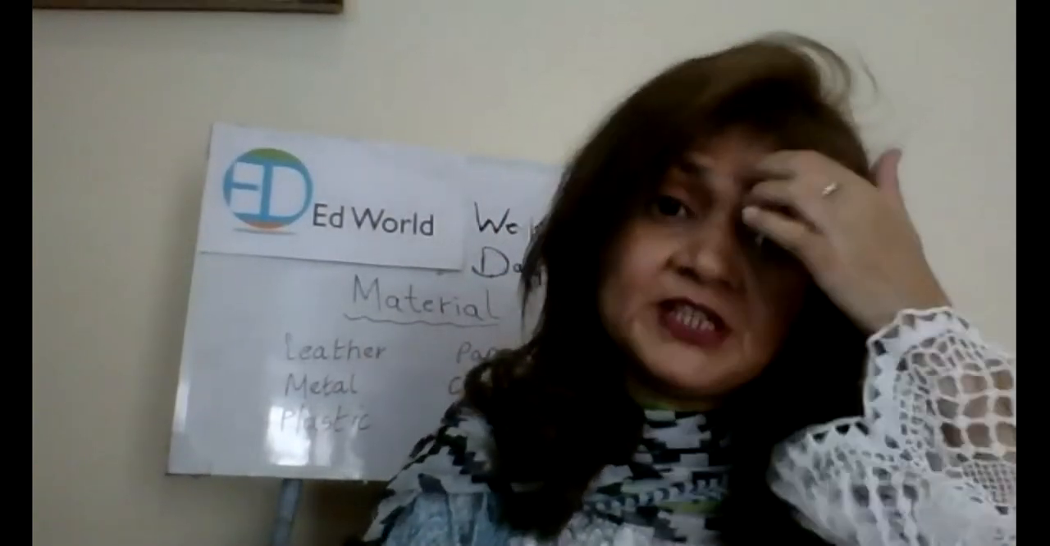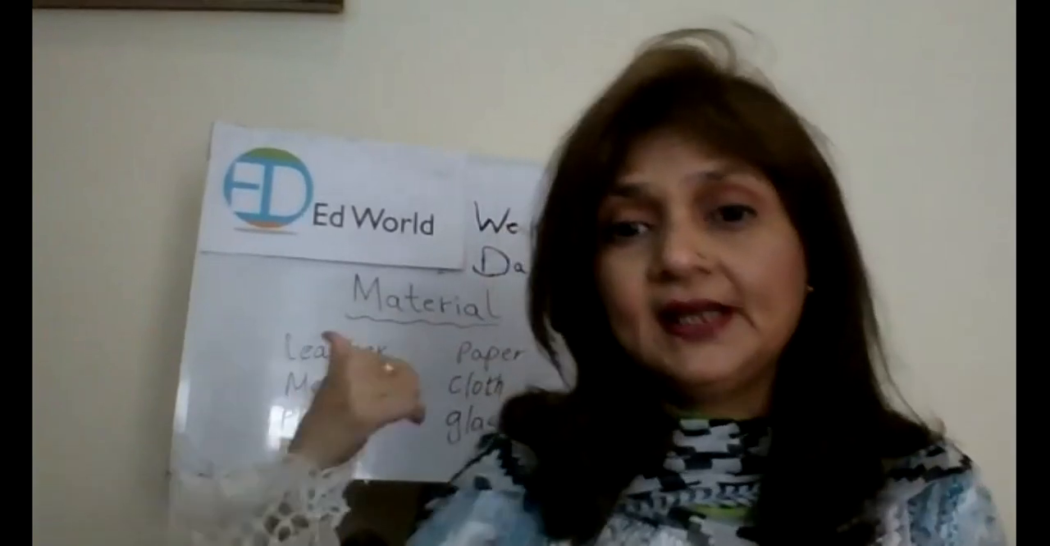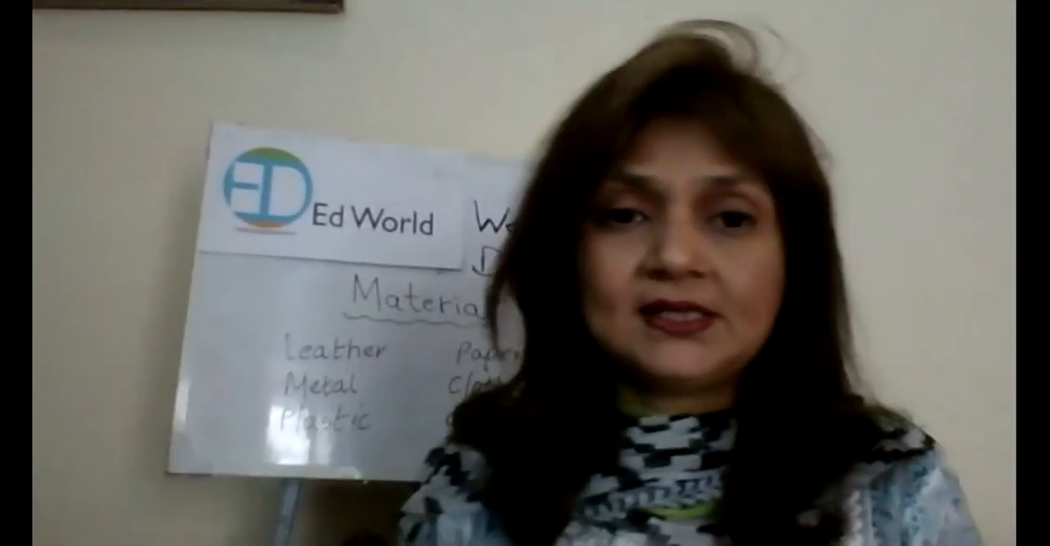So children, these are the different types of materials that we have: leather, metal, plastic, paper, cloth, and glass. So now this is what we are going to study about. This is the introductory lesson of different types of materials.